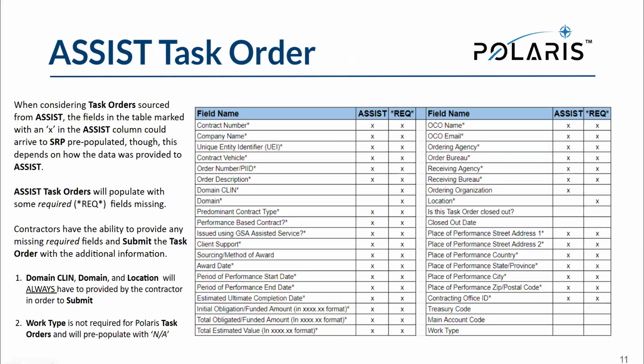Similar to FPDS, task orders can automatically populate from Assist. Task orders from Assist will populate with some required fields missing, and you'll be able to enter missing data before submitting the task order. Domain claim, domain, and location will always have to be provided by the contractor in order to submit this task order.